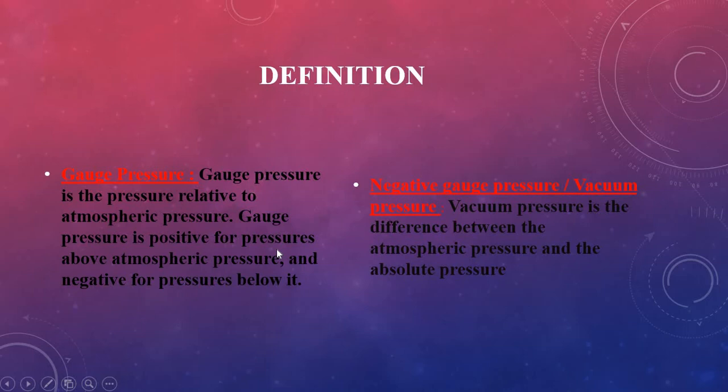Gauge pressure is the pressure relative to atmospheric pressure. Gauge pressure is positive for pressures above the atmospheric pressure and negative for the pressures below. Gauge pressure has the atmosphere as its reference. So the gauge pressure reading will always be bigger than the atmospheric pressure reading. The negative gauge pressure or vacuum pressure is the difference between the atmospheric pressure and the absolute pressure. If the gauge pressure reading is negative, then it is called the vacuum pressure.